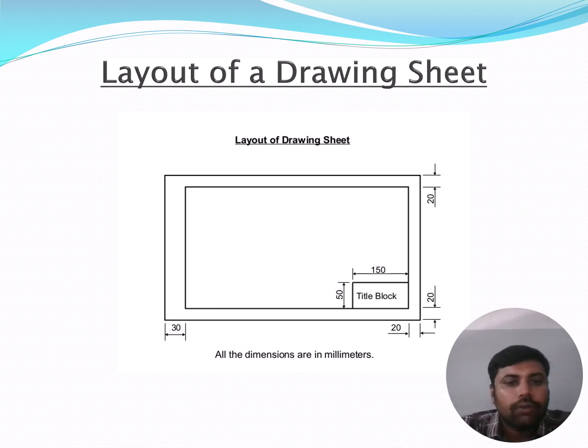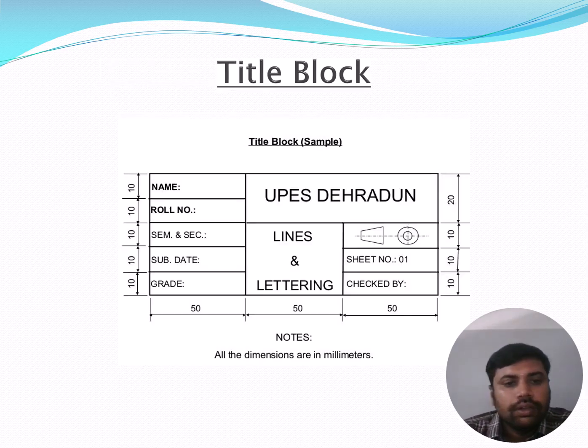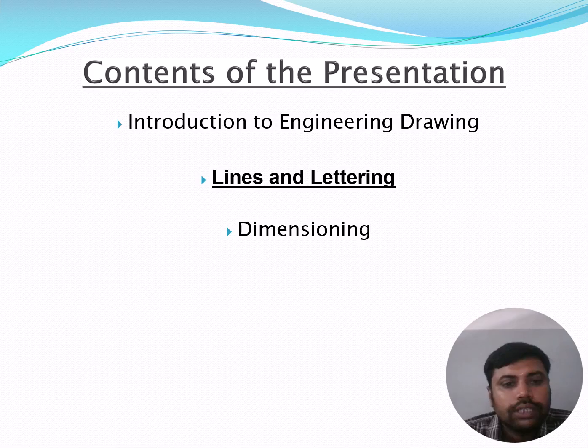Coming to the layout of the drawing sheet, the layout border is 30 on the left side and 20 from the top, bottom, and right side. The title block is present in the bottom right corner. The title block contains name, roll number, semester, section, subject, date, grades. These are all things we can put in the drawing sheet.